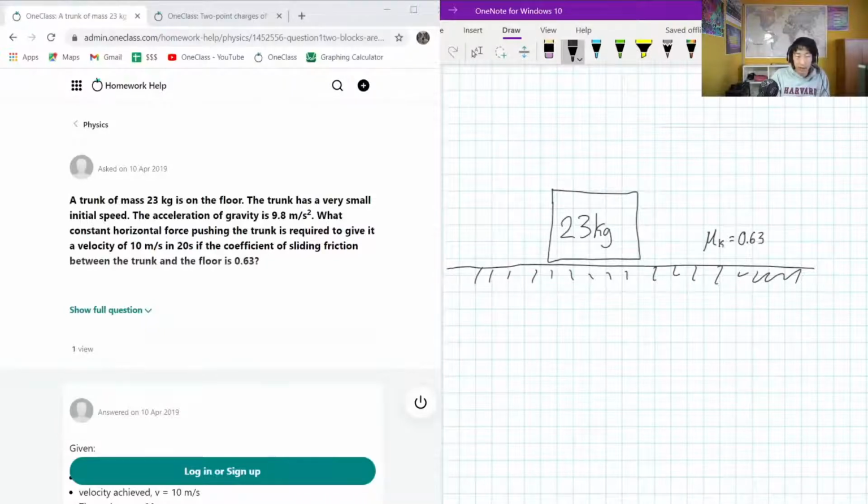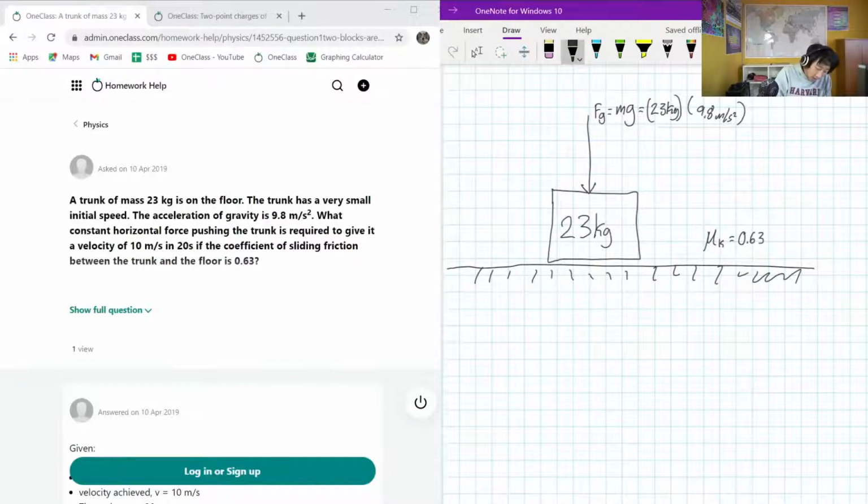Okay, so let's consider the forces that are going to be in this situation. We know that we have gravity because, well, it's not floating away in space, so we definitely got gravity. So that's Fg, and that's going to be equal to mass times gravity, equal to 23 kilogram multiplied by 9.8 meters per second squared. Okay, and that's going to be our Fg.